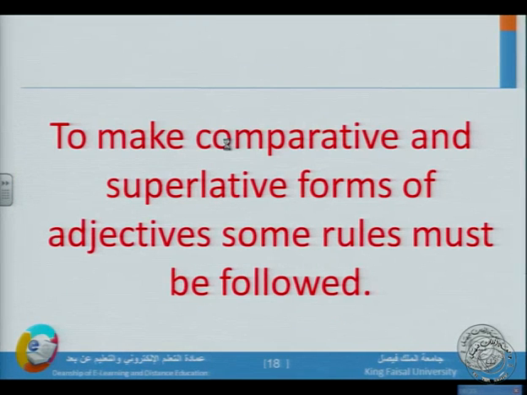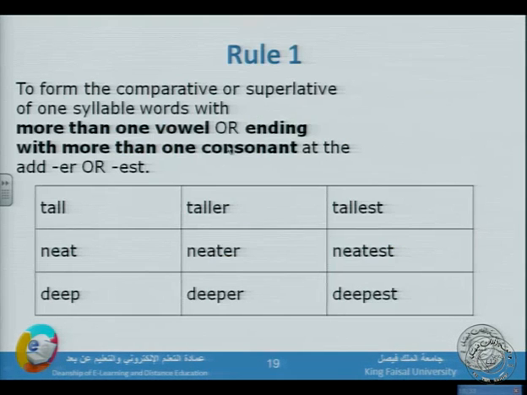So, to make comparative and superlative forms of an adjective or adverb, some rules must be followed. خلينا نشوف هذه rules. Rule number 1. To form the comparative or superlative of one syllable words with more than one vowel or ending with more than one consonant at the end, add ER or EST. هذه القاعدة لكلا الحالتين comparative و superlative.